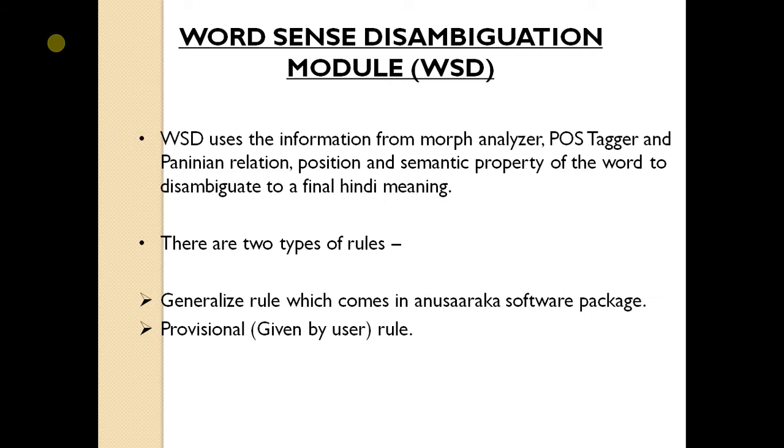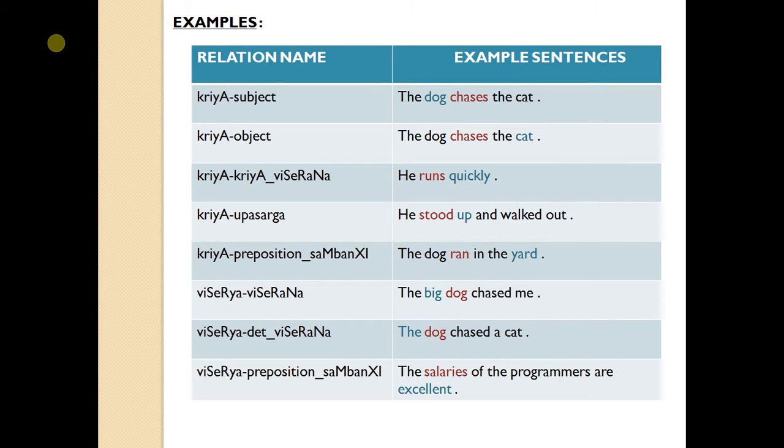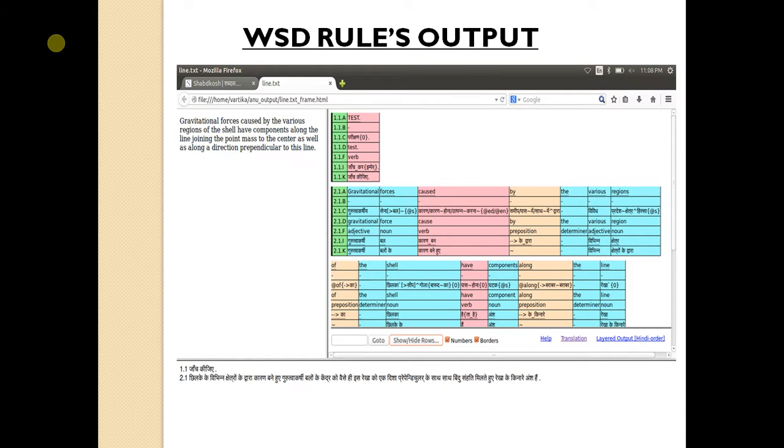Word sense disambiguation module. It uses the information from the morphological analyzer, POS tagger, and Panini's relations, position, and semantic property of the word to disambiguate to a final Hindi meaning. There are two types of rules: generalized rules, which come in the Anusarka software package, and the provisional rules, which are given by the user. These are some of the relations in making WSD relation. These are the relation names with their example sentences. This is a sample template for writing WSD rules. This is WSD rule output.